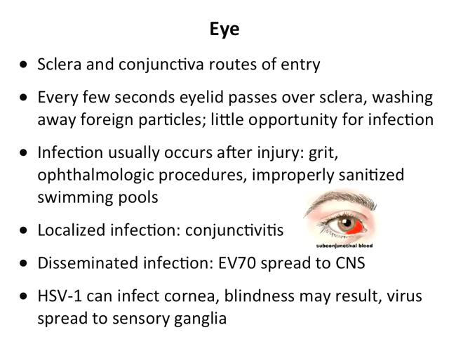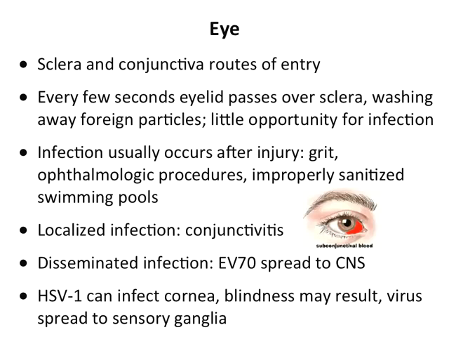The eye is also a route of entry. The sclera and the conjunctiva are typically infected by viruses. You blink every few seconds, and as you do, you wash away foreign particles. And that's a wonderful defense, because any virus that lands on your eye is immediately washed away and therefore has little opportunity to infect. But if you get some grit in your eye and you rub it and you get little microabrasions on your eye surface, then that will let virus particles in.